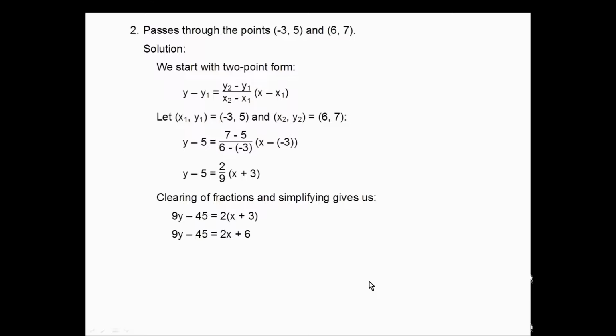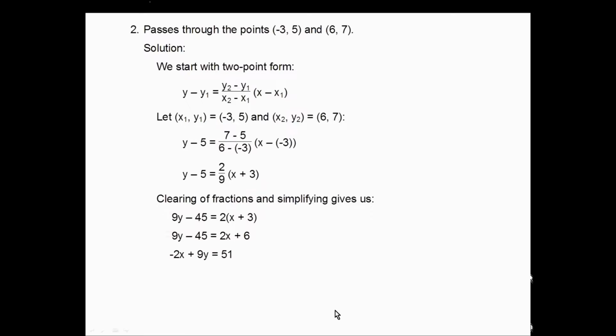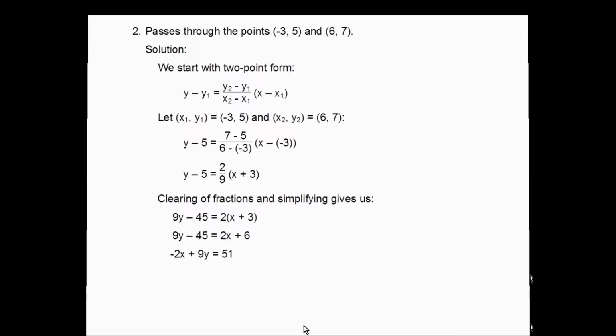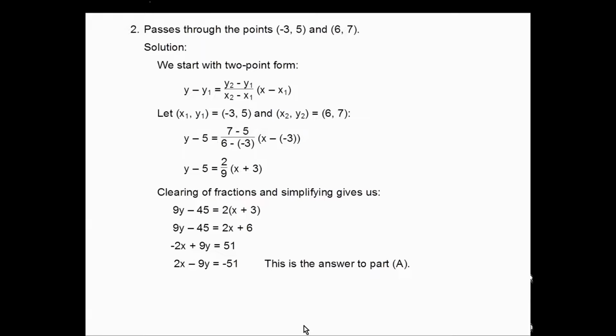And again, remember, we're working on general form, part A. General form says variables to the left, numbers to the right, and x comes first. So subtract 2x, add 45. So I'll have negative 2x plus 9y is equal to 51. And remember, the third requirement for general form, the coefficient of x had to be positive. Change all the signs. So 2x minus 9y is equal to negative 51. That's the answer to part A. Okay? That's the general form.